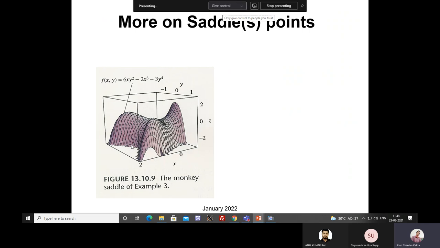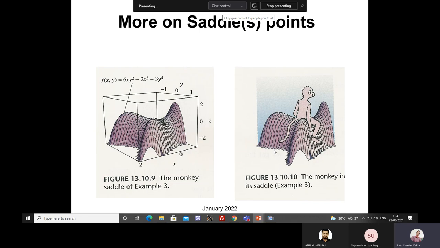So look at this. This surface has been generated through this function. And obviously, you can see here that this point, I think it is 0, is a saddle point, right? It seems like somebody can sit here, and this particular function represents the monkey saddle. You may be thinking this is just a joke, but in fact it is not. You can see that it has provision for the monkey's tail also to accommodate, right? So this was about the saddle point.